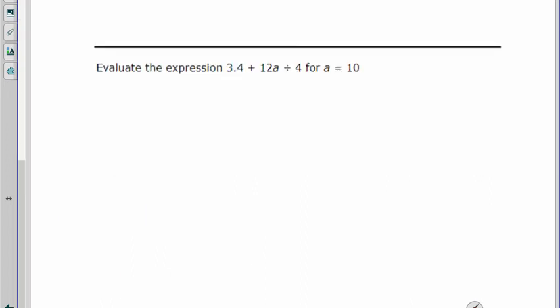You have the expression 3 4/10 plus 12a divided by 4 for the number a equals 10. A is going to be substituted in with the number 10. Remember to use your rules. PEMDAS. Do not anger, PEMDAS. We do parentheses, exponents. Multiply, divide are same importance. Add, subtract are same importance. These are left to right. All right, have at it. We'll talk about it later.